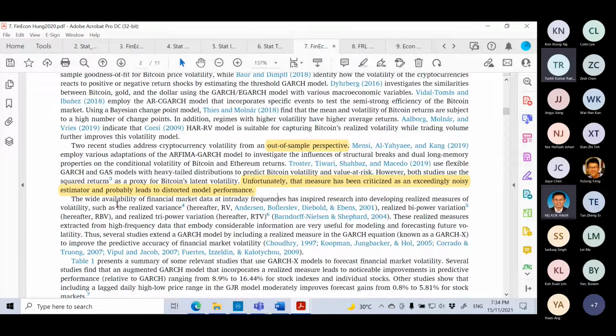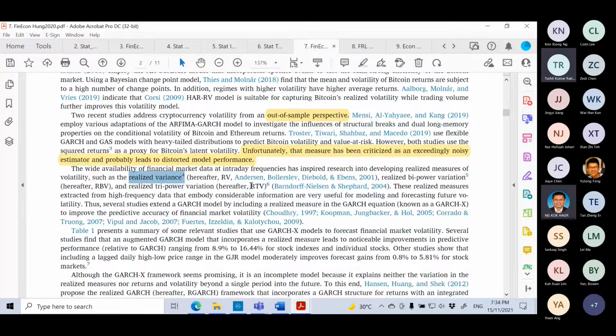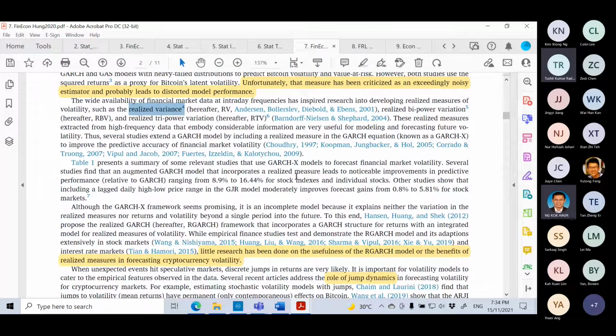So therefore, the ones they widely use are called the realized variance. So they have many types of realized variance they're considering. Okay. So this is what they have in the research here. So in this research, altogether there are a few key points. After that, they also mention that little research has been done on the usefulness of the GAS model or the benefit of the realized measures in forecasting cryptocurrency volatility.